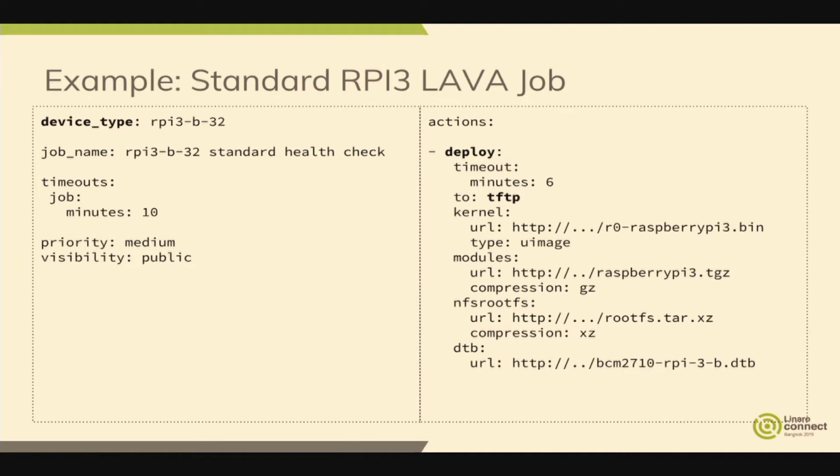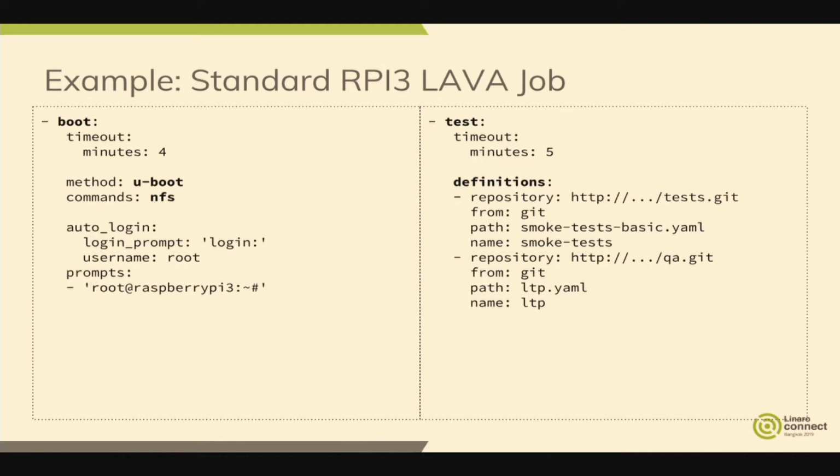Then come the actions. We already spoke about the actions. Here is an example. For the deploy part, we select all the chunks we need. So we need a kernel, the modules associated with the kernel, the rootfs, and the device tree blob. Here we can see that we retrieve all of these from the network.